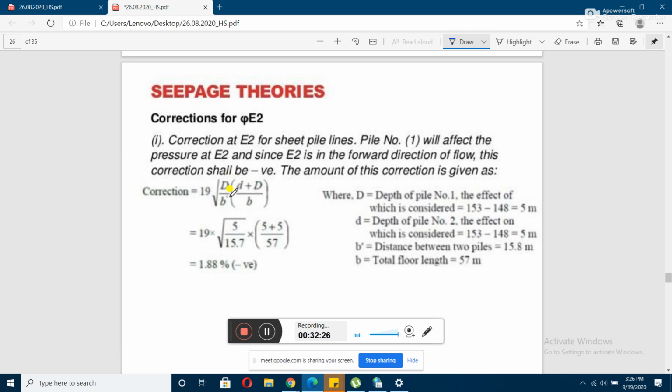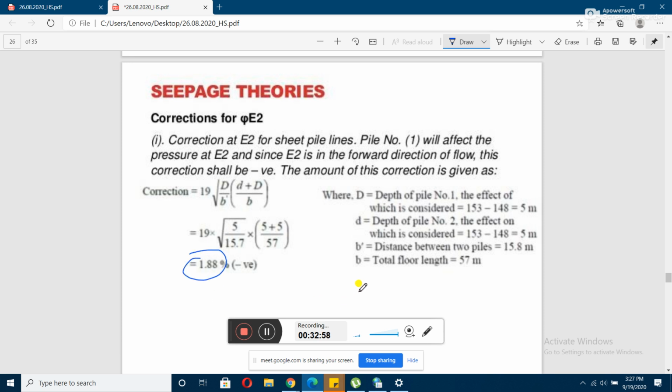So here also for the influential pile, you can see it is 153 minus 148. As I have told you, you have to take the distance from the bottom fiber. So both small d and capital D turn out to be 5. And b dash, the distance between the two piles, remains the same, that is 15.7. So the correction turns out to be 1.88.